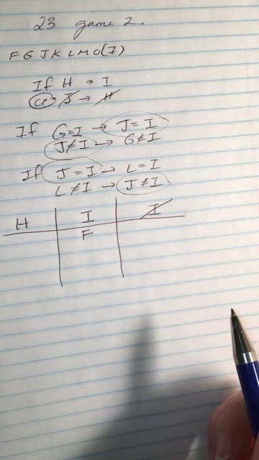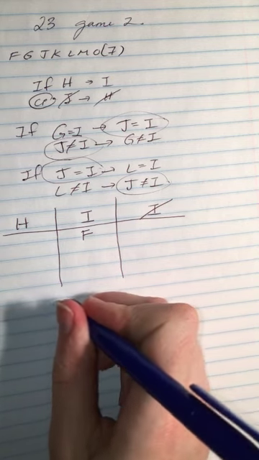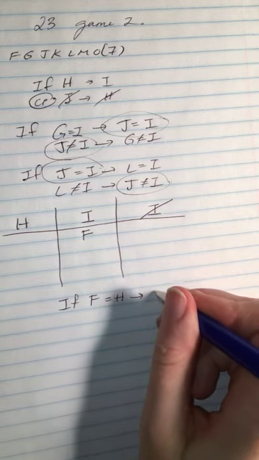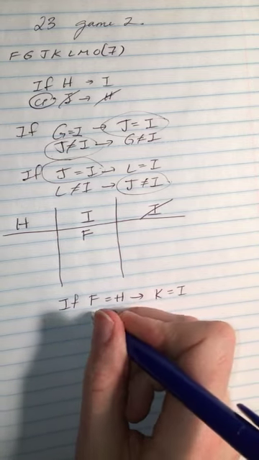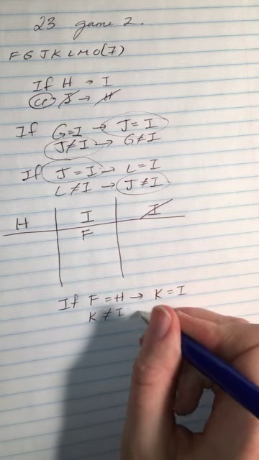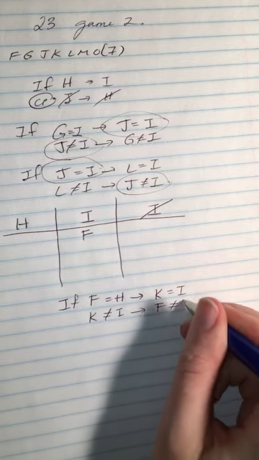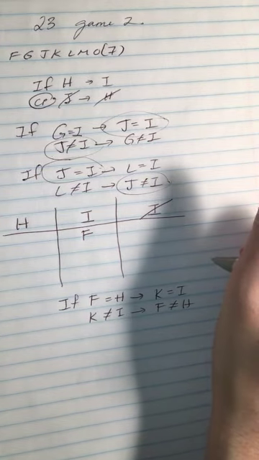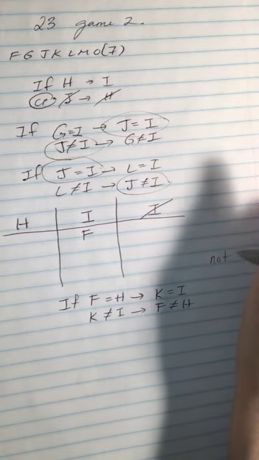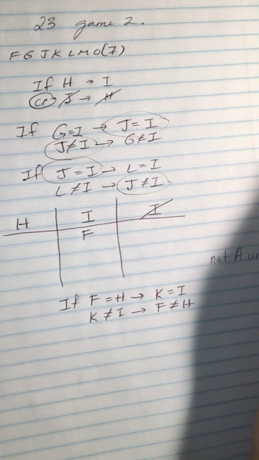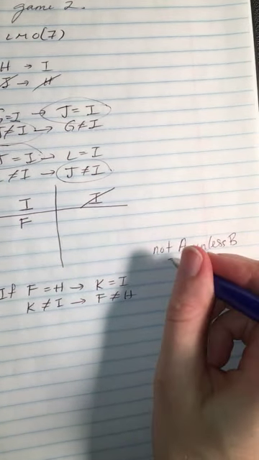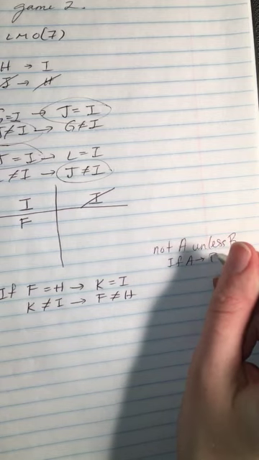And then F is not hired unless K is interviewed. So if F is hired, then K must have been interviewed. And if K is not interviewed, then F is not hired. Right? So anything that has the format not A unless B is actually the same as saying if A, then B.